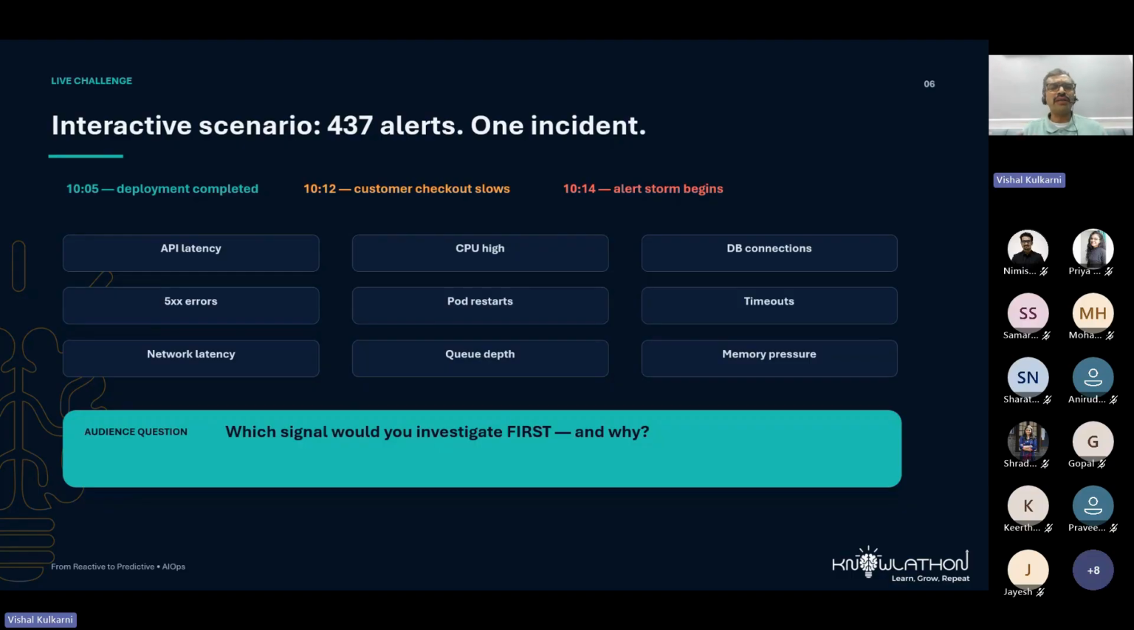Maybe you have API latency, CPU high, DB connections, timeouts, pod restarts. We have 500 errors. These are the typical errors I've seen, and I used to hate those screens, right? 500 internal server error. Network latency. This is a typical challenge we used to face in the past, but in today's context we are talking about milliseconds now, right?